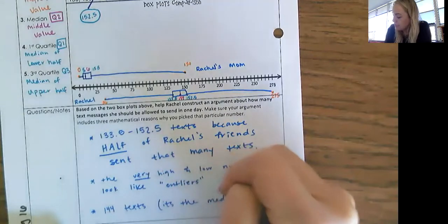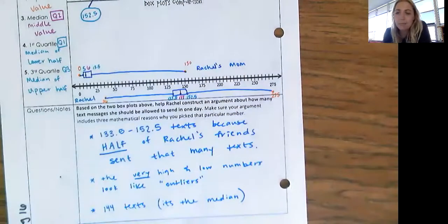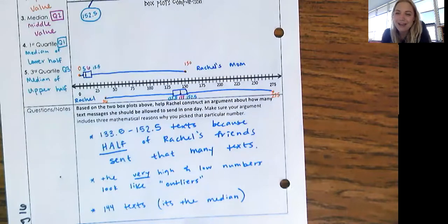And that seems realistic if she were to say, hey, Mom, the middle amount of text that my friends send is 144. Maybe her mom would say, gosh, Rachel, what a great argument. How mathematically sound my daughter is. She might say something like that, but who knows? I'm not in their family.